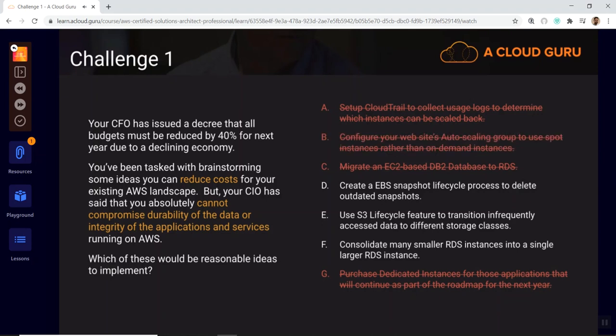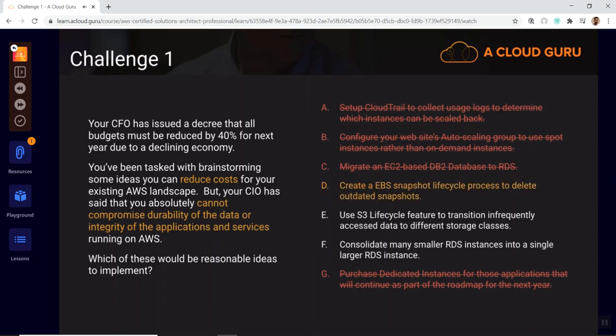Option D says create a EBS snapshot lifecycle process to delete outdated snapshots. And yeah, that's a really good idea because that's one of the things that could incur cost is I have old snapshots out there that I don't need anymore. And so by purging those out, if I don't need them, I'm going to save some money that way.